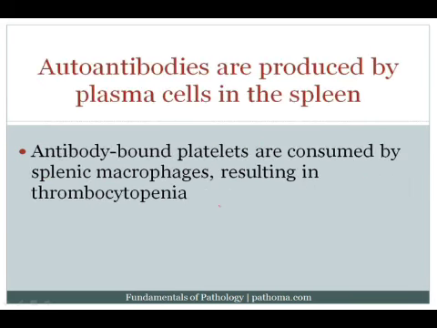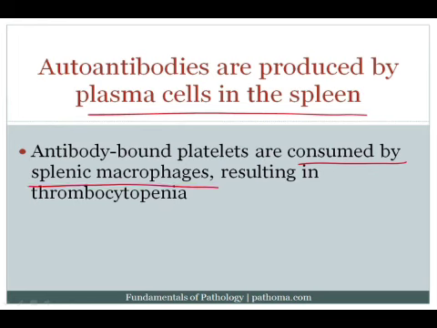Now, the antibodies in this particular case, those IgG antibodies that are causing the disease, are actually produced by the plasma cells in the spleen. And interestingly, what happens is these antibodies are produced, they go out into the blood, they bind the platelets, and when they bind the platelets, the macrophages within the spleen actually eat those antibody-bound platelets. So the spleen is making the antibody as well as consuming the platelets that are bound to the antibody. And of course, when the platelets are consumed, that's what results in the thrombocytopenia.